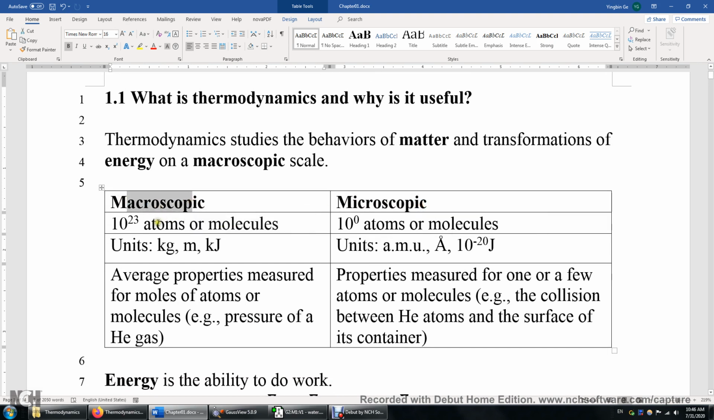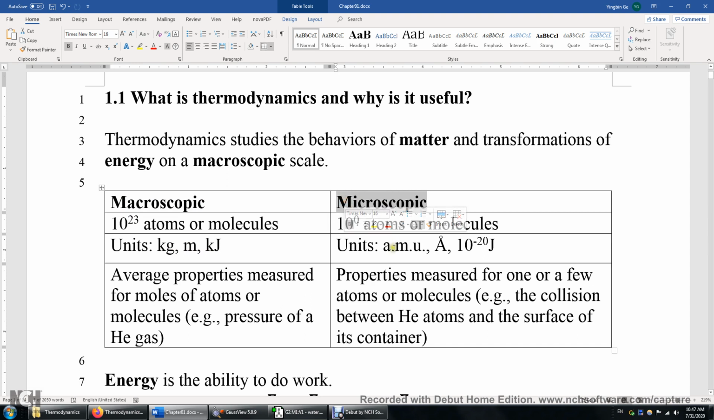So first, the number of atoms. On the left-hand side, we're talking about moles of atoms or molecules. On the right-hand side, microscopic is referring to one or few atoms or molecules. When we are looking at macroscopic properties, the units are bigger. For example, kilogram, meter, kilojoule.